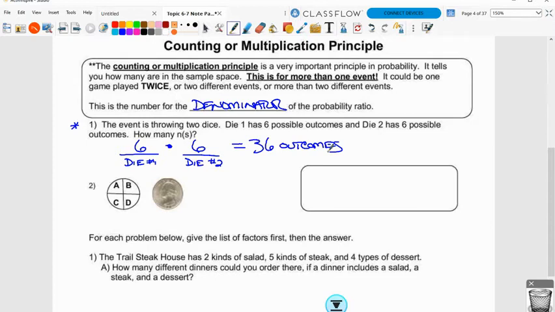Okay? So the way that the counting principle works, you take the number of choices and you multiply again by the number of choices for the next event, and that equals the number of outcomes. Choices times choices is equal to outcomes.